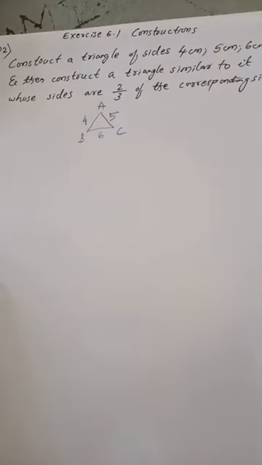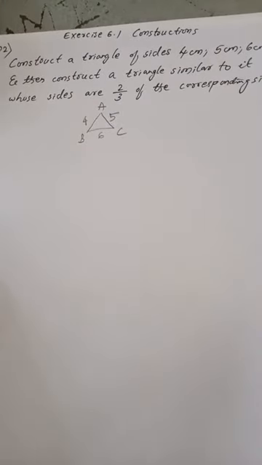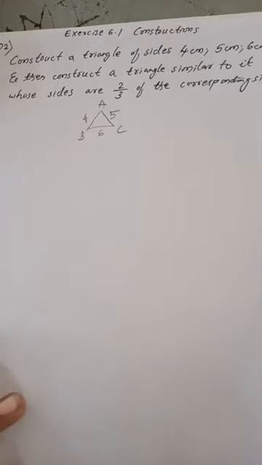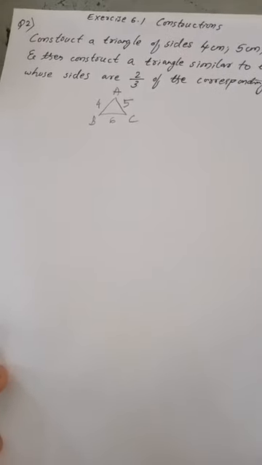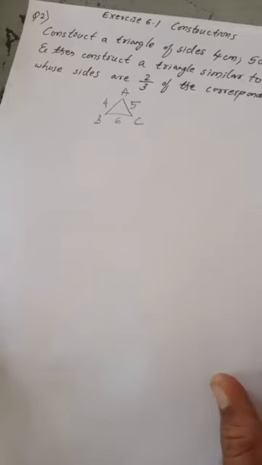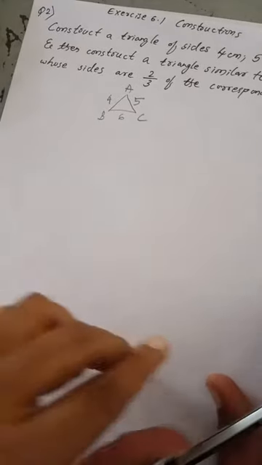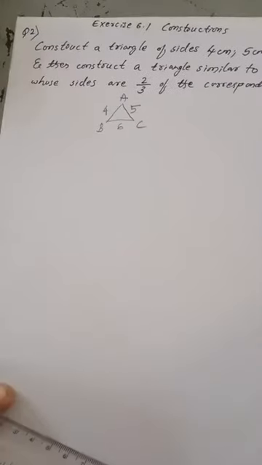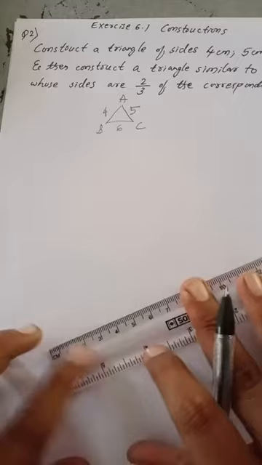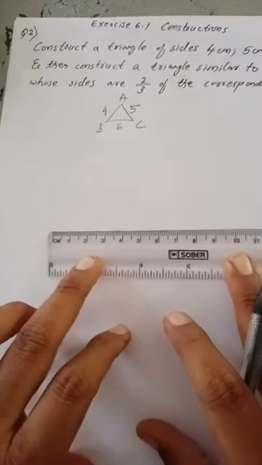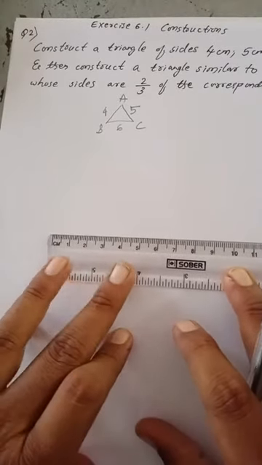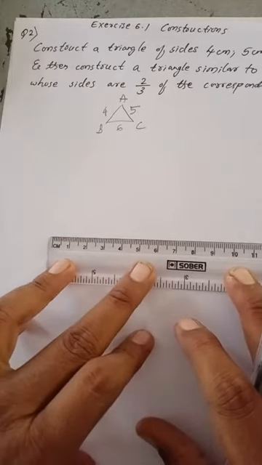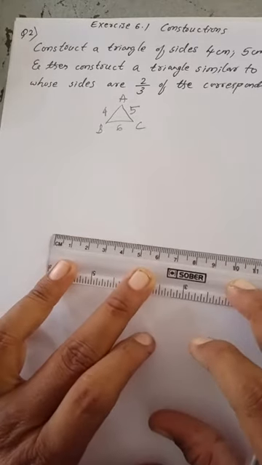What is the first thing we have to do? The first thing is we should construct a triangle of the given measurements. Observe here, first a 6 centimeter line you have to draw. So let me draw a line of 6 centimeter. Draw along with me so that you can do it easily. In the middle of the page, not too up, not too down. Just take it like this. This is the 6 centimeter line which I am drawing here.